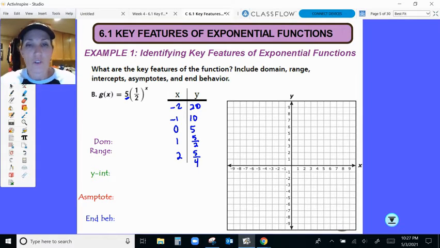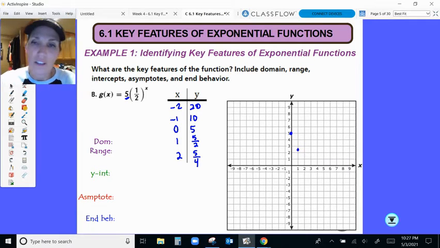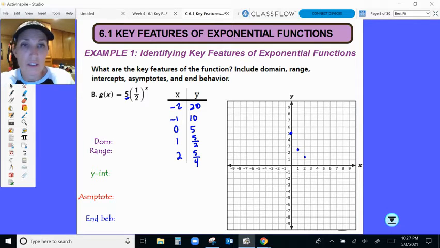Okay, so we can go ahead and graph this as 0, 5. We have 1 and 5 halves, which is 2.5, and then 2 and 5/4, which is 1.25. We might even want to do a few more just to see where the graph is going. If I plug in 3, 5/8, it starts to get smaller and smaller now. If I go -1, it gives me 10, and I'm going to run out of space for 20. So I have the shape of this graph right here.